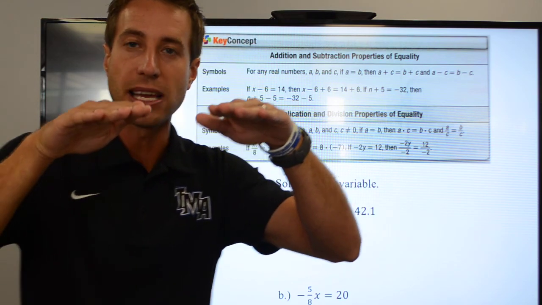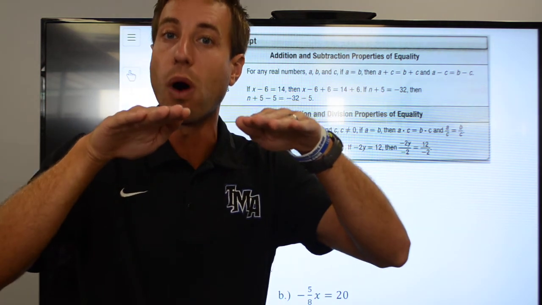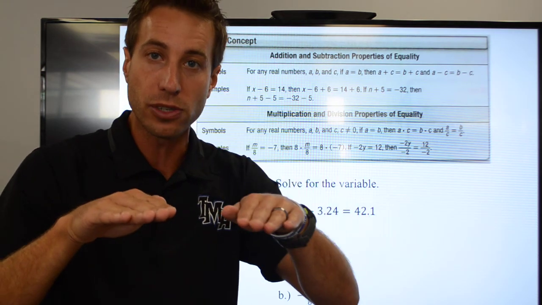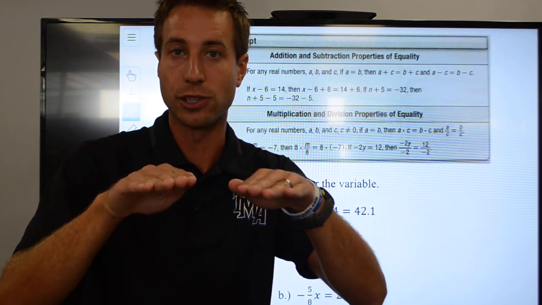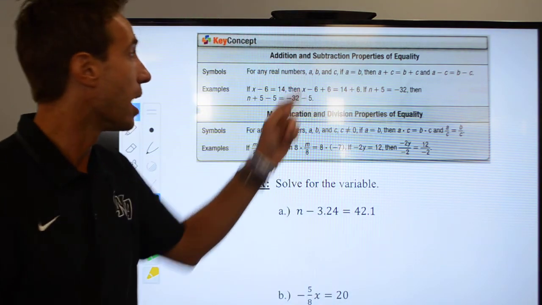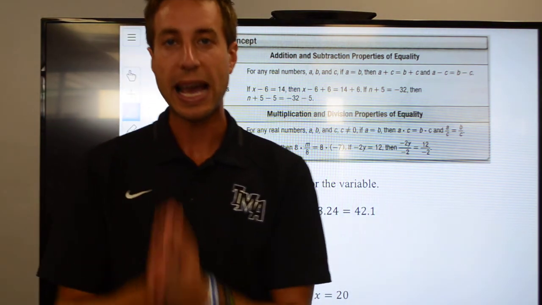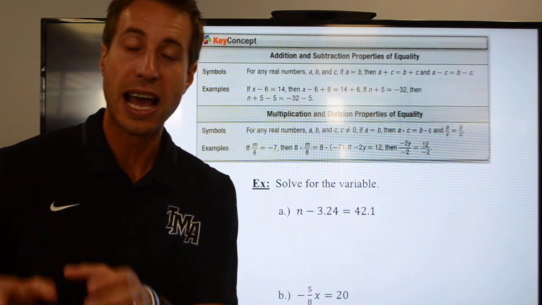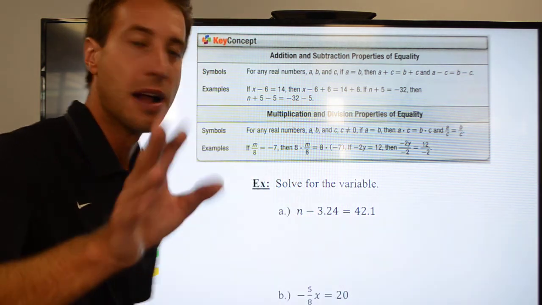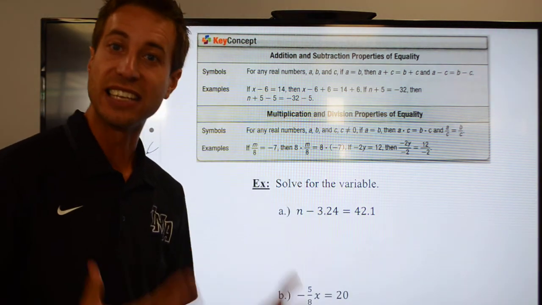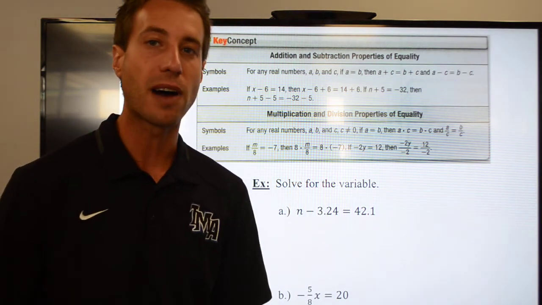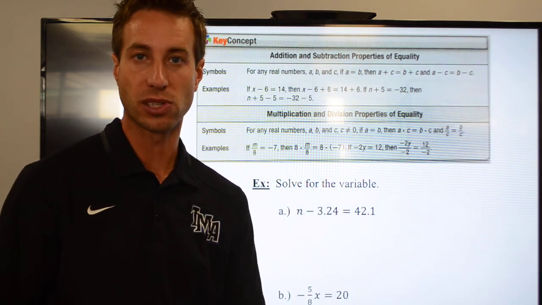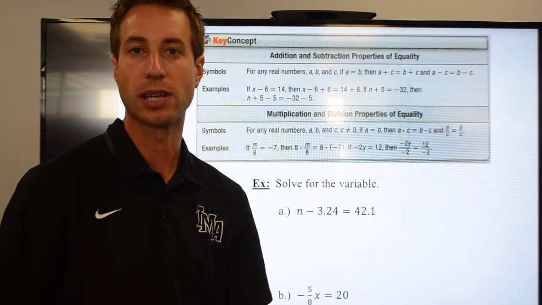Same thing with subtraction. If I take something away from one side of the equation, I must take the same amount away from the other side as well, so that both sides are balanced. Right? That's the addition and subtraction property of equality. You can add or subtract anything you want from the equation as long as you do it to both sides. The exact same thing is true for multiplication and division. You can multiply or divide anything you want from the equation as long as you do it to both sides. You must do it to both sides of the equation.